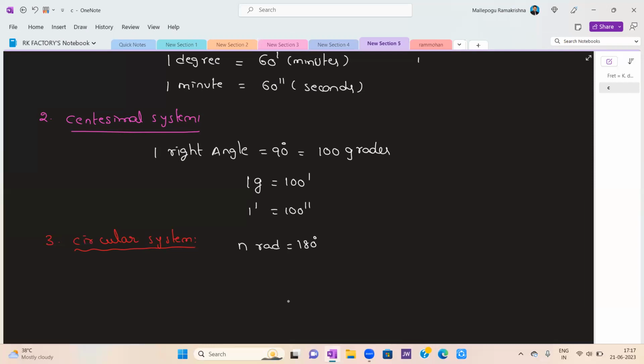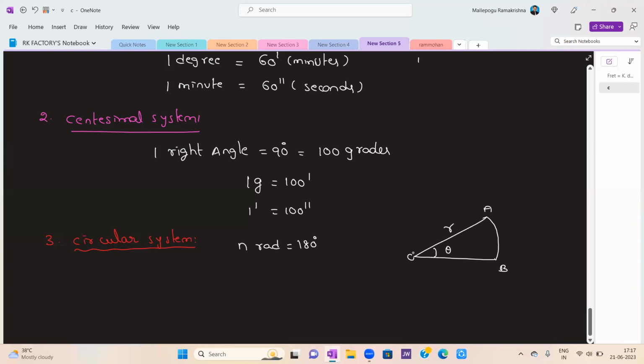In case we are going to measure the circular system, radians, we know that if there is an arc which is making some angle theta, and its radius is r, its length is AB, and the origin is O. What is going to be the arc length?